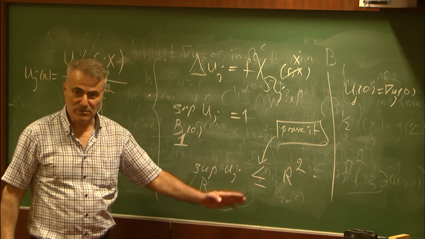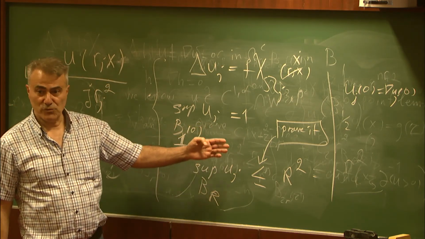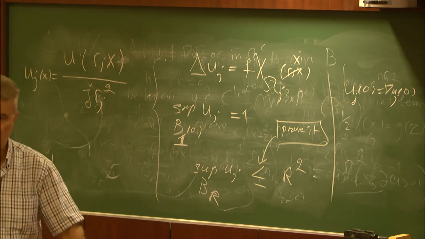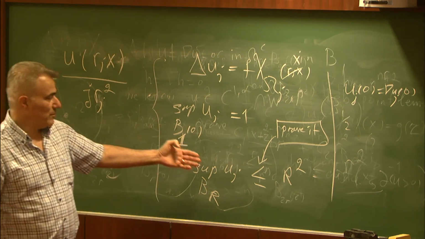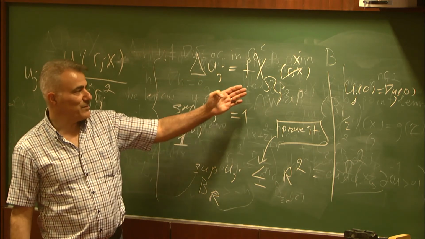Rn is bounded. At the ball of radius 1, it has the supremum, which is 1. So the function doesn't go to 0, doesn't flatten out to 0. The supremum is always 1. It's universally bounded on compact sets. The Laplacian of this is bounded.